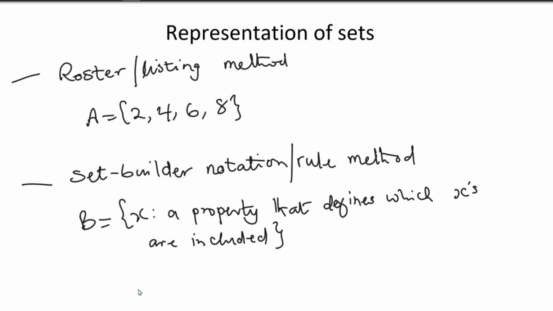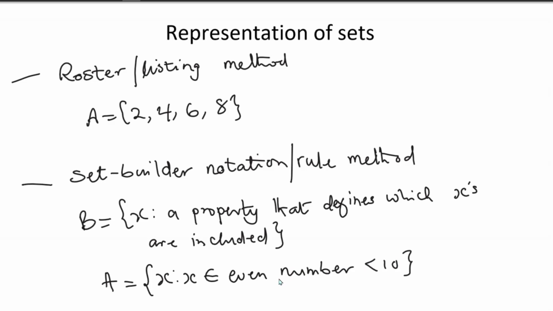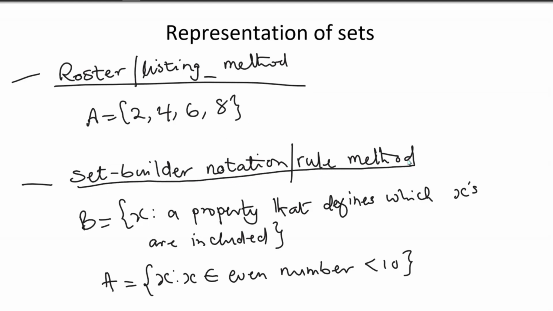With a set builder notation, I describe the properties of x that are included in the set. So with this same example of even numbers less than 10 in the set builder notation form, x is such that x is an element of even numbers less than 10. So these are the two ways that sets are described: using the roster method or listing method, or the set builder notation method.